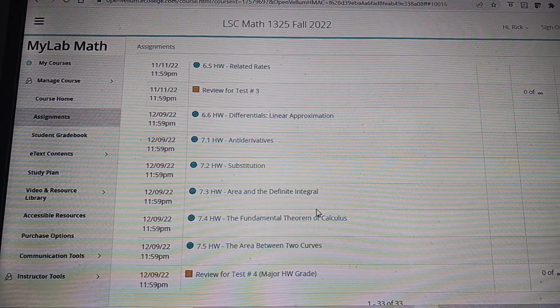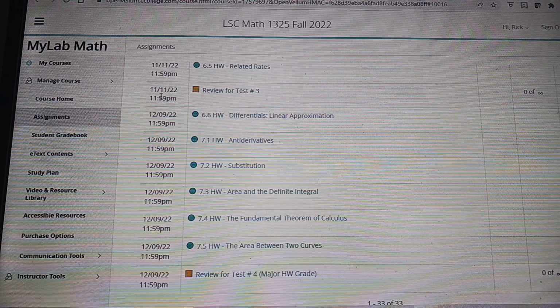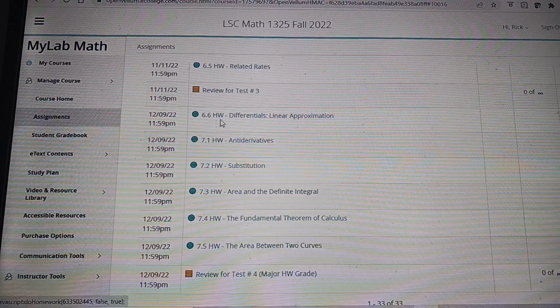The first 3 units all have 7 sections. The last one's only got 6. So once we finish the third unit on November 11th, then we'll have 3 weeks, well, really 3.5 if you count Thanksgiving week, 3.5 weeks to do these last 6 sections, which is the 5 sections of chapter 7 we cover, plus 1 left over from 6.6.